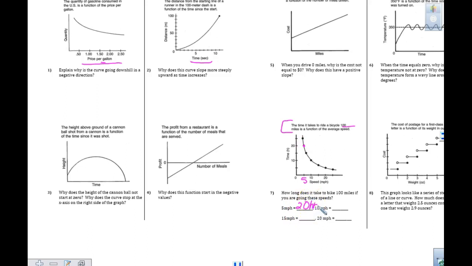So it says, how long does it take you? Some of you haven't written that yet. You should write that one in. 20 hours. So 20 times 5 gives us what? 100. So when you look at 10 miles an hour, how many hours? 10, right?